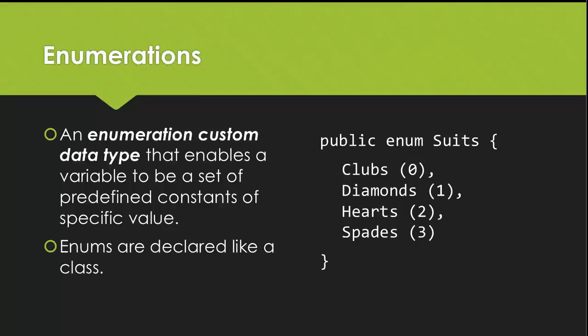Enums are declared like a class. For example, I would say public enum suits, like the suits of a card, and I have clubs, diamonds, hearts, and spades, and then I set what the predetermined values are of those constants. And then what I can do is create a variable of type suits and assign it the value clubs, diamonds, hearts, or spades. I can also print a value of type suits and get the word diamonds or hearts or spades, or the value 1 or 0 or 2. Let's do our final example and demonstrate this.